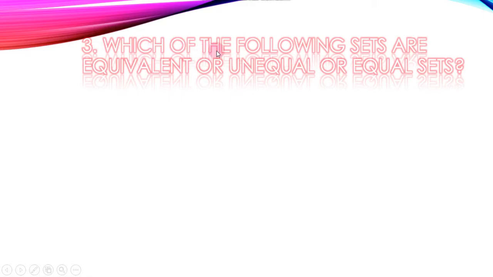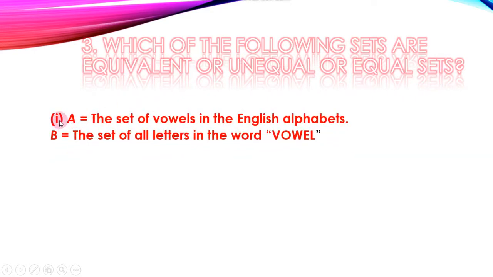Question number 3. Which of the following sets are equivalent, unequal or equal sets? First subdivision, A equal to the set of vowels in English alphabets. What are they? A, E, I, O, U. B equal to the set of all letters in the word VOWEL: 1, 2, 3, 4, 5. V, O, W, E, L. 5 letters.